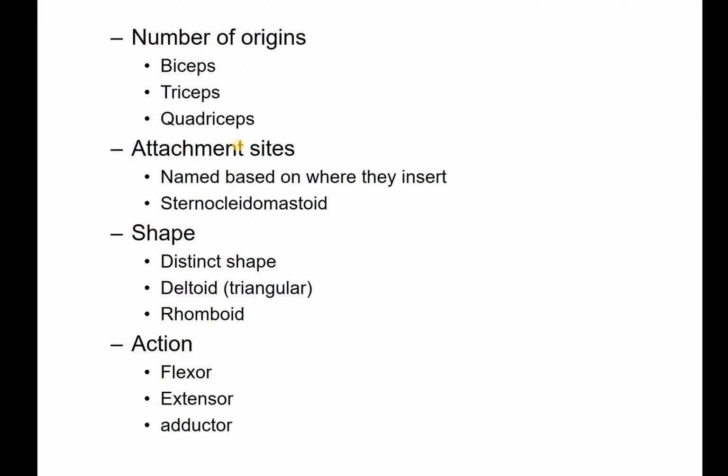Some muscles are named after the number of muscle heads that they have. Biceps, like bi as 2, triceps, tri as 3, quadriceps, quad as 4. So we're dealing with 4 muscle bellies there. And then some muscles are named after their attachment site, where they insert. The SCM, or sternocleidomastoid, is named after the bones that muscle is attached to. So there's the sternum part, sterno, clavicle, mastoid process. Sternum, clavicle, mastoid process. Okay.